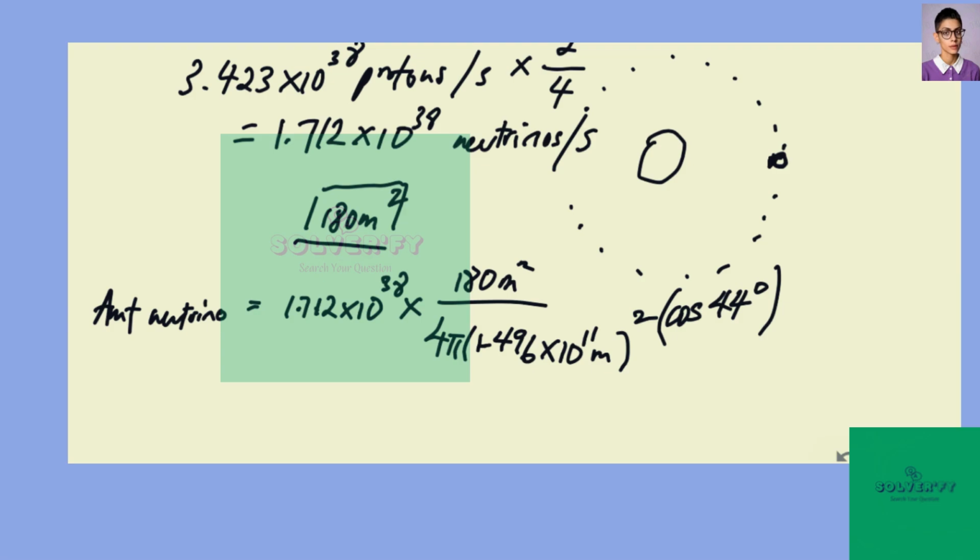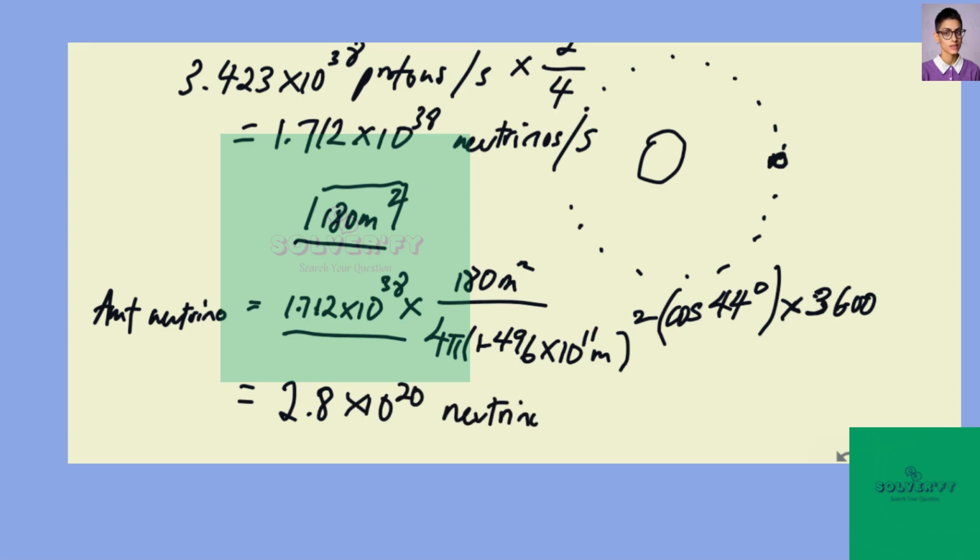So after including this cosine factor, you have to account that we are talking about 1 hour in total, right? So we have to multiply this by the number of seconds in an hour, so that is 3600 seconds per hour, right? Since the rate over here is given in terms of seconds, right? So finally, putting everything into the calculator, we should get a value of 2.8 times 10 to the power of 20 neutrinos. And so this is the number of neutrinos that is actually coming from the sun through this ceiling.